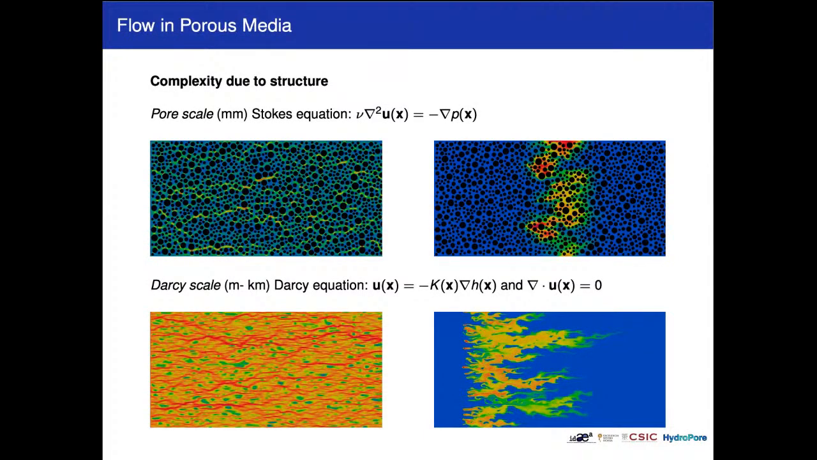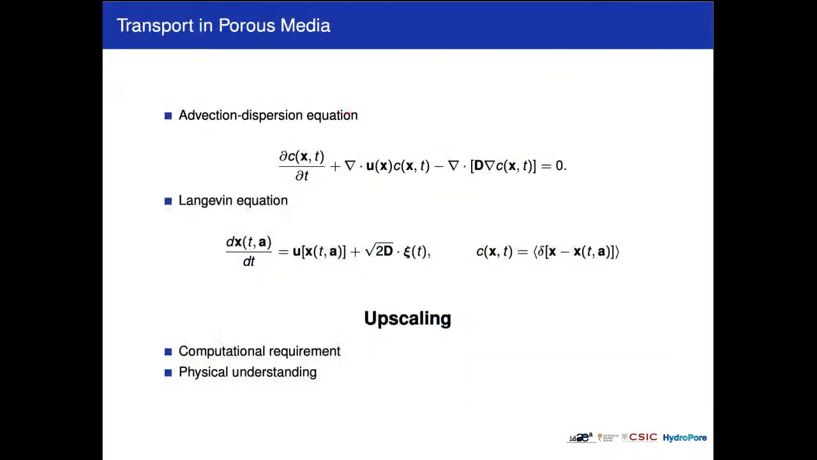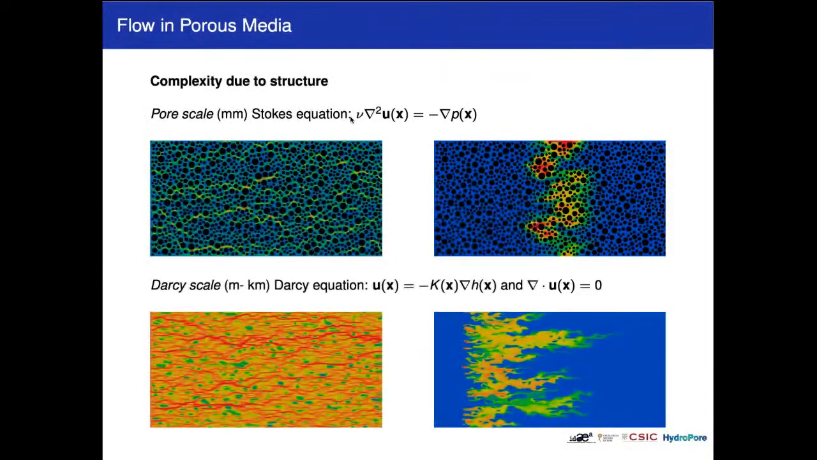The complexity in porous media transport comes from the structure, because the equations are relatively simple. For flow, for example, we have the Stokes equation on the pore scale. So we are only considering laminar flows with low Reynolds numbers, and we can have a relatively complex pore scale. This is actually a relatively simple one here.